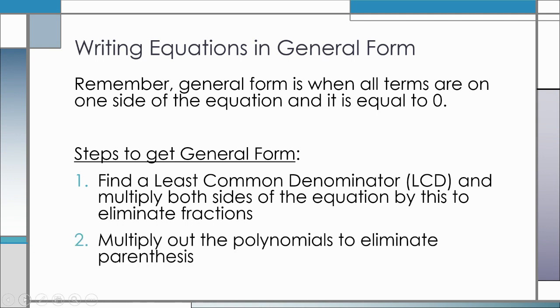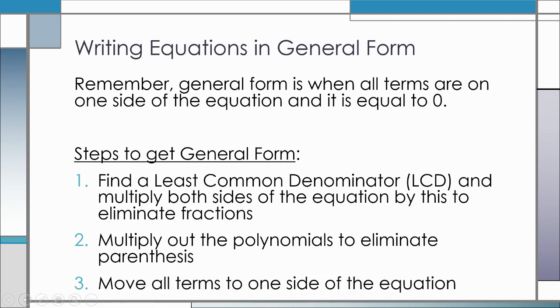If we have terms that have parentheses and it's quantity squared, we have to multiply out those terms. General form doesn't have any parentheses, so that's why that's our next step. We want to eliminate those parentheses, which involves us doing some multiplying. Obviously, then we have to make sure that it equals 0. So we move everything to one side so we can get that equation to equal 0. So let's take a look at some examples to follow these steps.